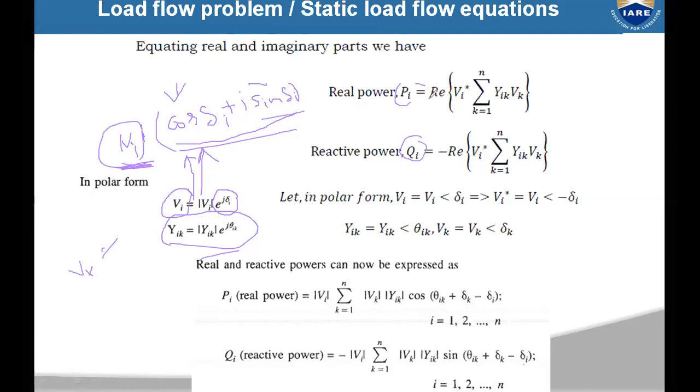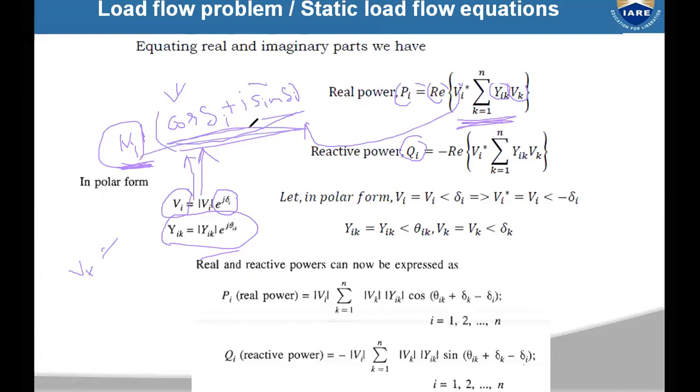So this real power is the real part of this total term, right? Now this Vi can be written as magnitude of Vi into cos delta I plus j sin delta I. Similarly, this Yik can be written as magnitude of Yik cos theta ik plus j sin theta ik. In a similar way, Vk can be written as magnitude of Vk cos delta k plus j sin delta k, like that you can write from this equation.